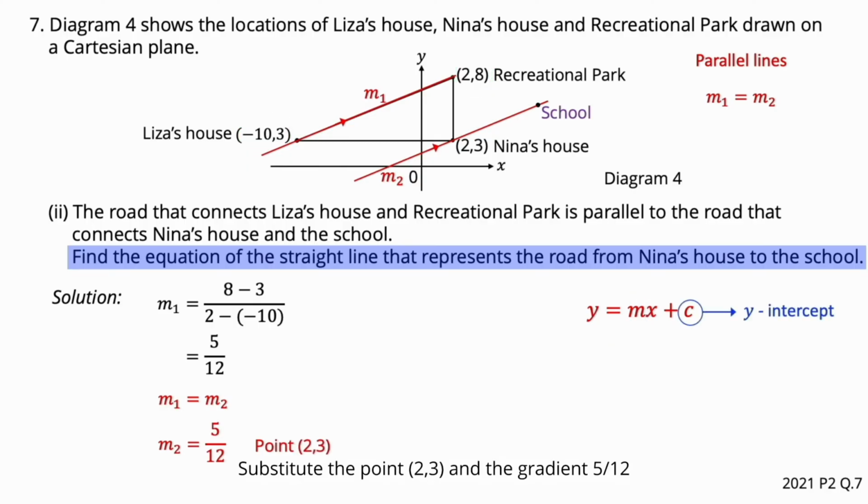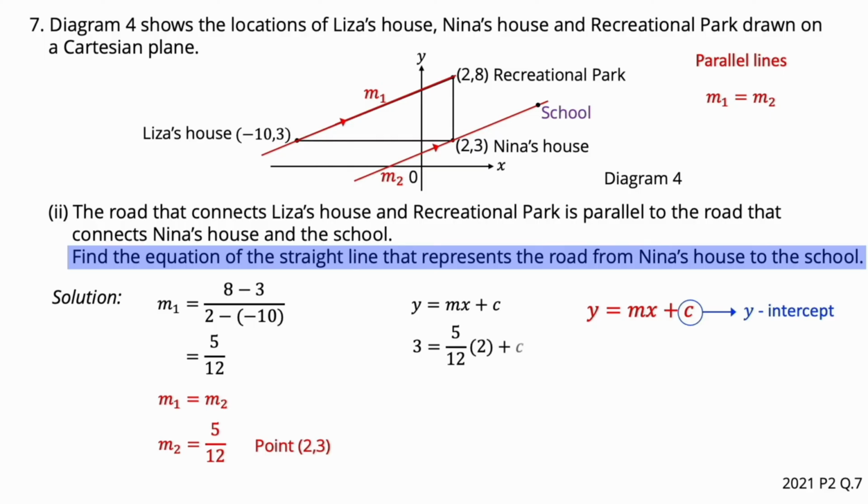Substitute the point (2, 3) and the gradient 5 over 12 into the equation y equals mx plus c. 3 equals 5 over 12 times 2 plus c. The calculated result of c is 13 over 6. Once we have the value of m and the value of c, we can plug this into the general equation of a line to get y equals 5 over 12 x plus 13 over 6. That represents the road from Nina's house to the school.